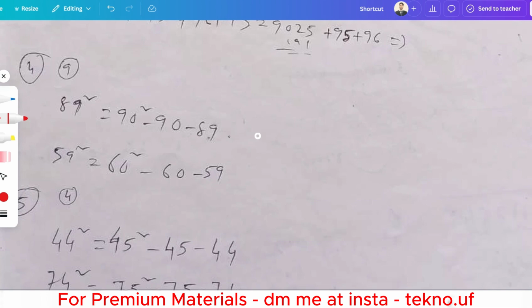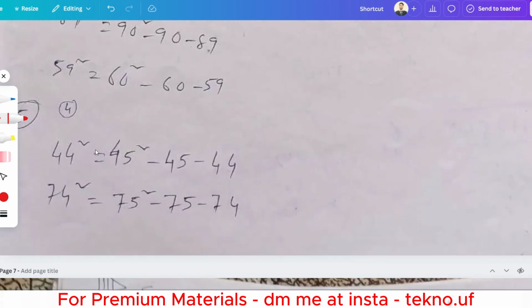Okay, so I hope you understood. This way you can calculate. So 90 squared is easy, right? 90 squared is easy, so you can calculate this number. So for 44 it is still the same process, 45 squared minus 45 minus 44. So this way you can calculate very easily. So please give the answer. 45 squared means 4 into 5, that is 20, and 25.